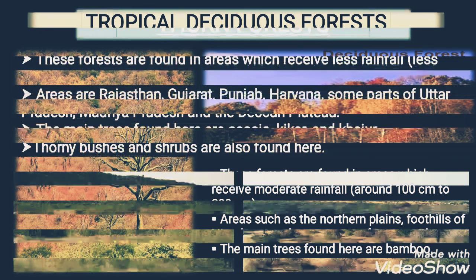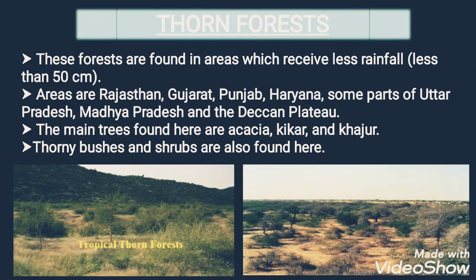Next we have thorn forests. Now these forests are found in areas which receive less rainfall, that is less than 50 centimeters. So the areas are Rajasthan, Gujarat, Punjab, Haryana, some parts of Uttar Pradesh, Madhya Pradesh and the Deccan Plateau. So in these areas we get these thorn forests.